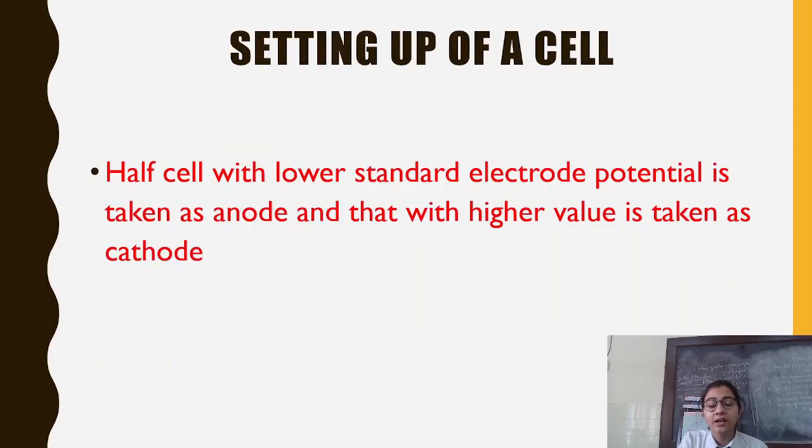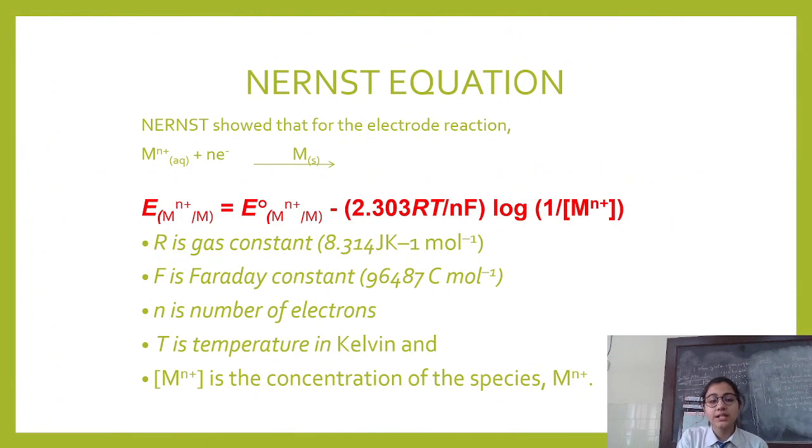Setting up of a cell. The half cell with a lower standard electrode potential is taken as anode and that with a higher value is taken as cathode. Nernst's equation. Nernst's equation for the electrode reaction is given.